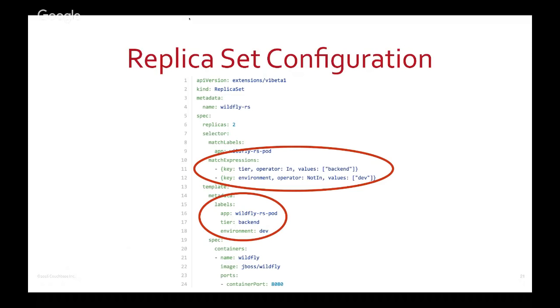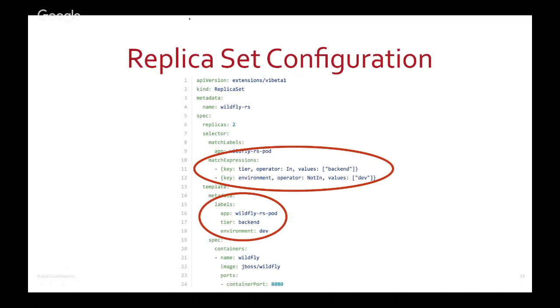Now on lines 10, 11, and 12, I'm saying what the match expressions are. So I'm saying first the key is tier, then the operator, whose value is in, and then I'm giving a bunch of values. Line 12 says there's a key, there's an operator, there's a value. So those are your 3 tuples, so to say, and in the 3 tuple you have 3 keys: the first being key, the second being operator, the third being values.